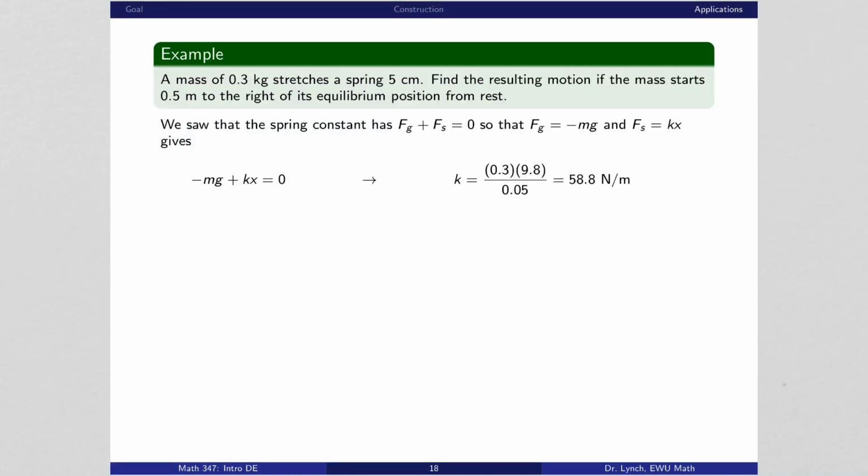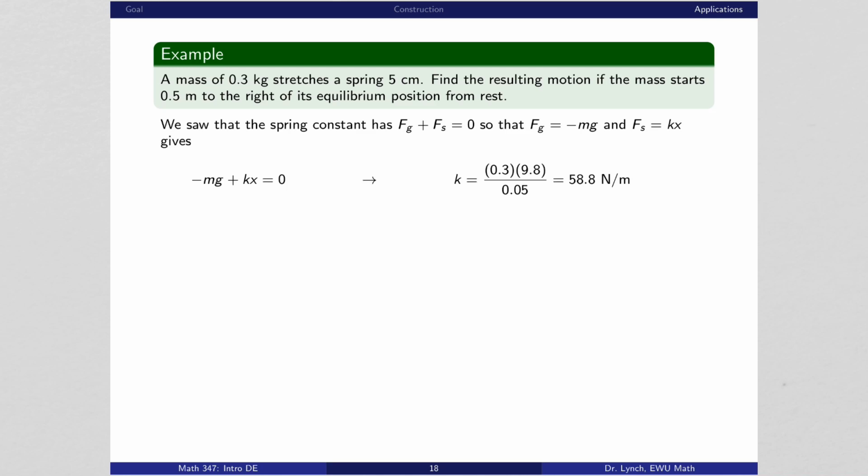Go ahead and look at a couple examples of undamped and damped mass spring systems. So here's the first one. Assuming that a mass of 3/10 of a kilogram stretches a spring by 5 centimeters, we'll find the resulting motion if the mass starts 0.5 meters to the right of its equilibrium position from rest.